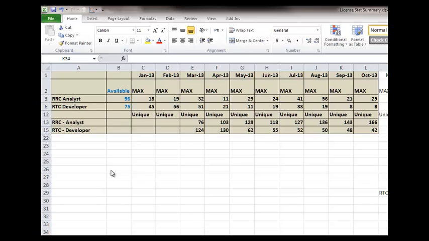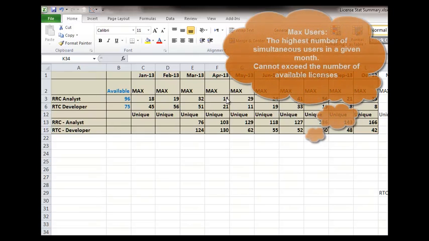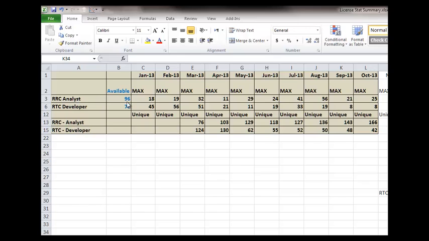The two pieces of utilization data that we gather are the maximum number of users at any given point in time during the month. And that is to say that, for example, in January of 13th, we've never had a situation when more than 18 people came in to use RRC Analyst at the same time. So you can see that number is way under the number available of 96. And with respect to RTC Developer, we can see the biggest simultaneous usage we had was in February, which was 56. But for most of the year, we're way under the number.